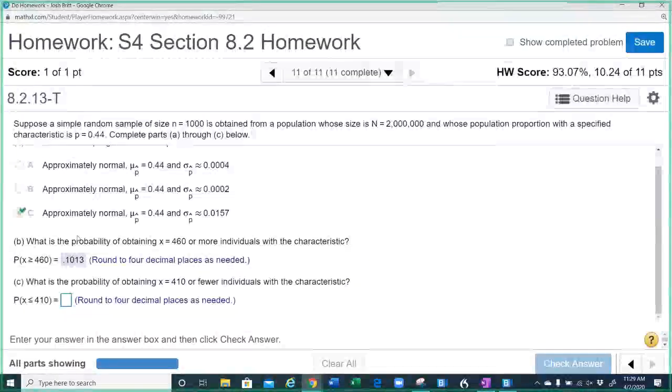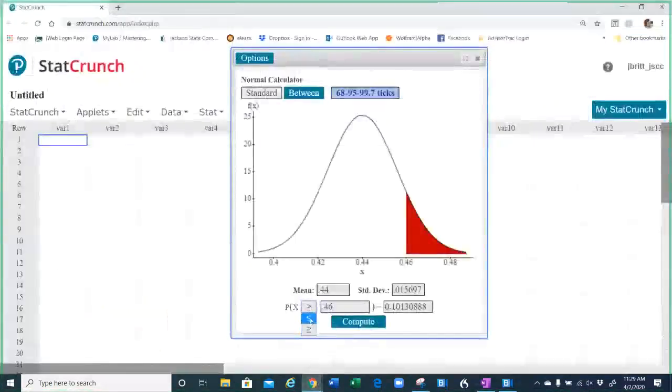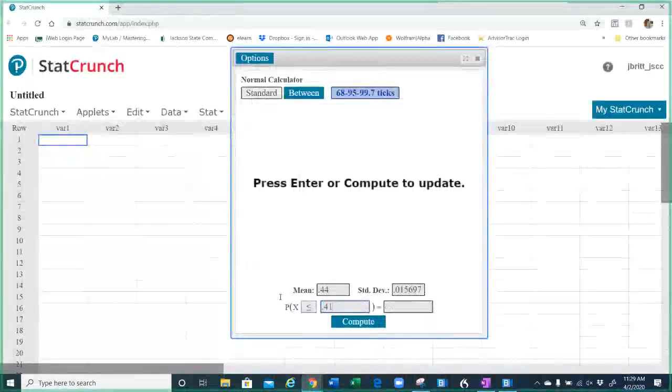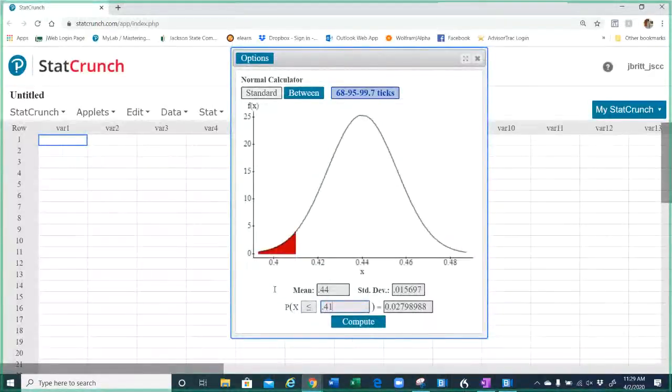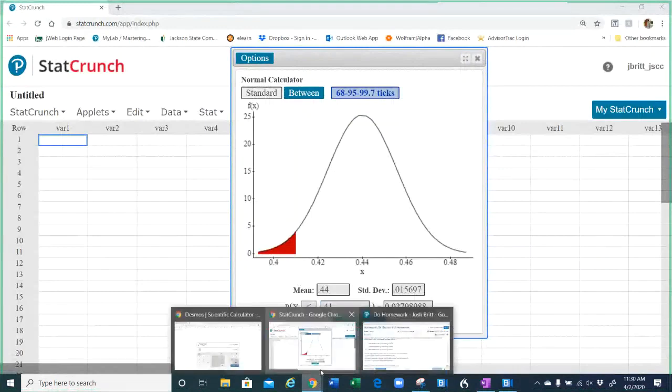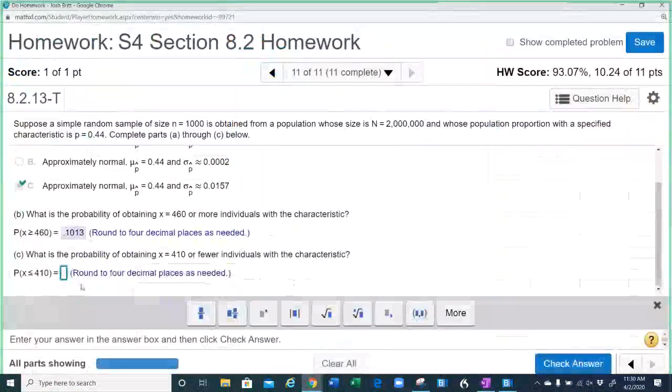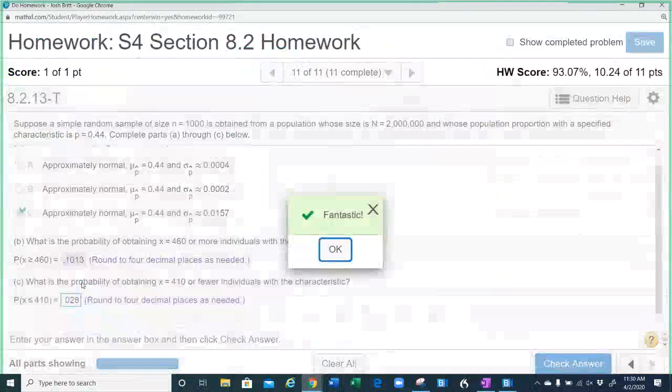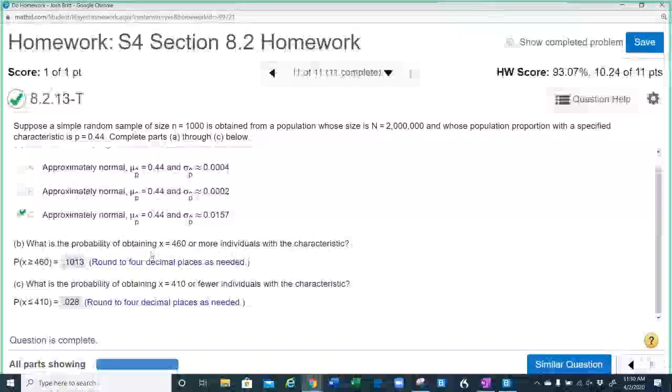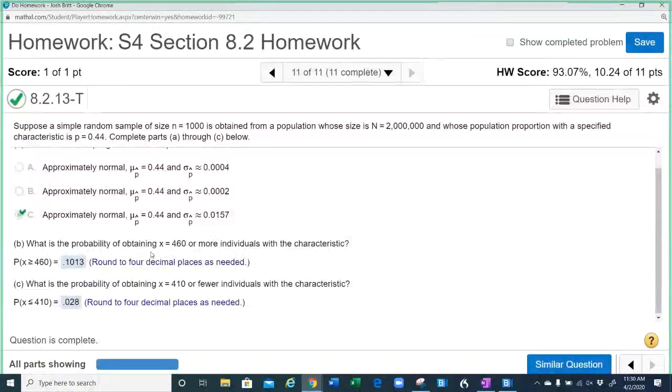And then less than 410 would be less than 41%. Less than 41%, which is 0.0279, which would be 0.028. Okay, so that's the 11 questions, and I hope this helps, and I'll see you on the next video.